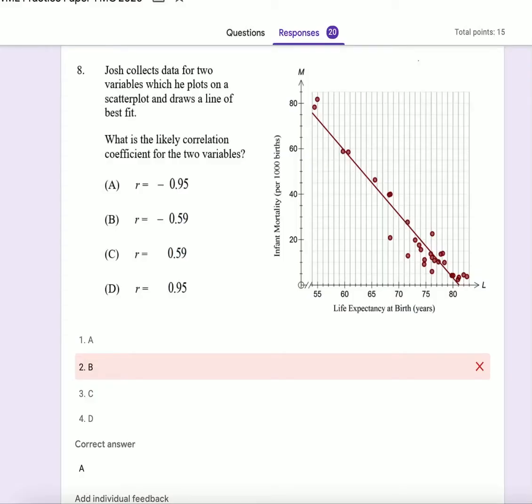Let's have a look at question 8. I've decided to record my screen for this one because it doesn't really involve any handwritten calculations. It's more just about reading this graph and looking at it and then making an estimate.